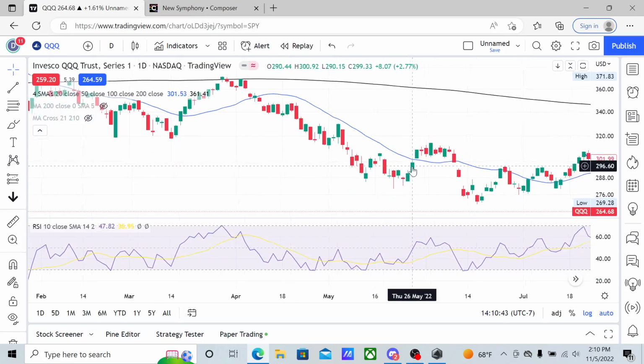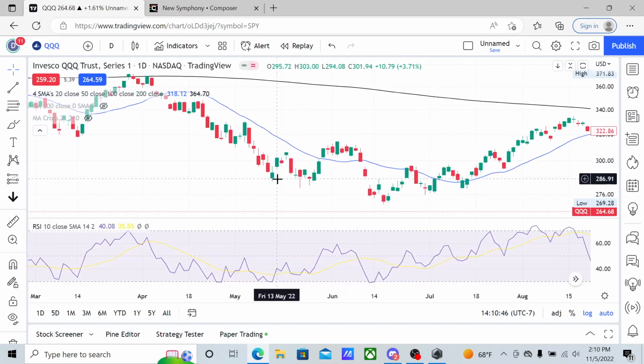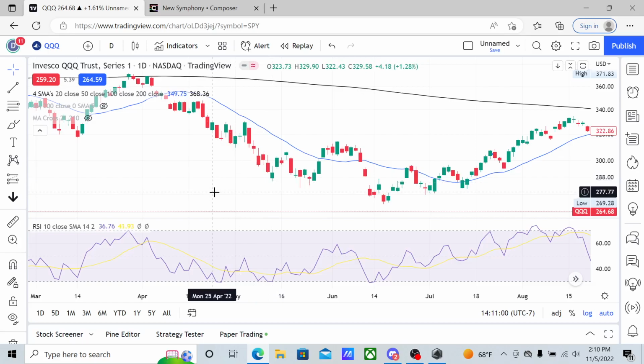reaches a bottom. Let me bring up the RSI here. If you're looking at the 10-day RSI on the NASDAQ, when the RSI reaches the bottom, typically if a stock drops below 30 on the RSI, it's a good indicator that the stock or the ETF or fill in the blank is oversold. It doesn't mean that it's going to bounce. It just means that there's a good chance it could bounce.